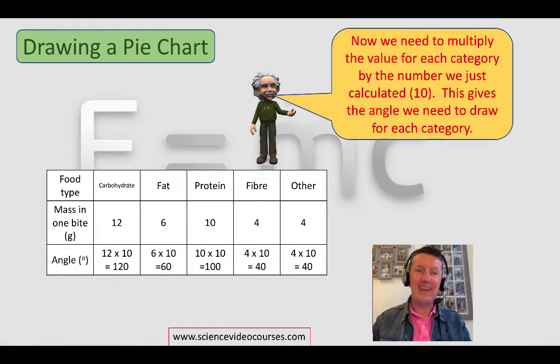We've got to multiply each value, so 12 and 6 and 10 and 4 and 4, by the number we calculated, which is 10. This gives the angle we need to draw for each category. So for carbohydrates it's 120 degrees, fats it's 60, protein 100, fibre 40, other 40. So we've now got some angles we can work on.